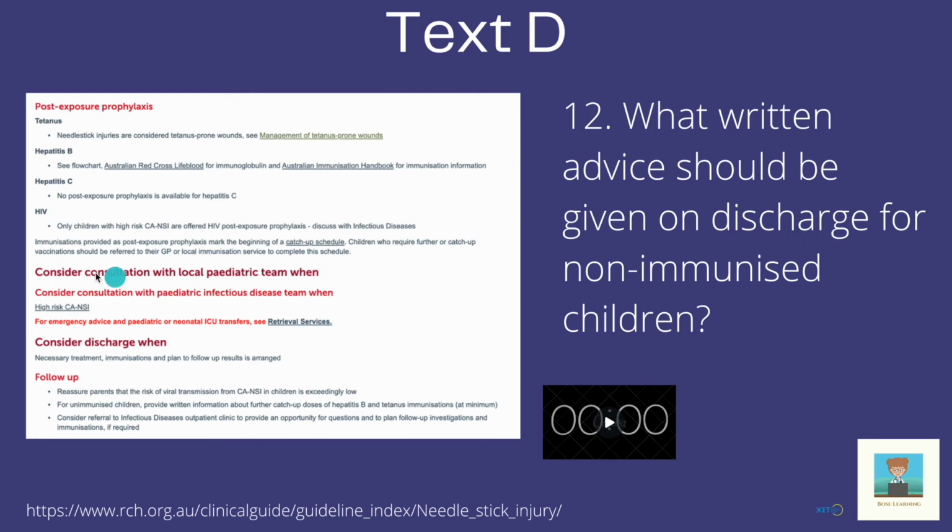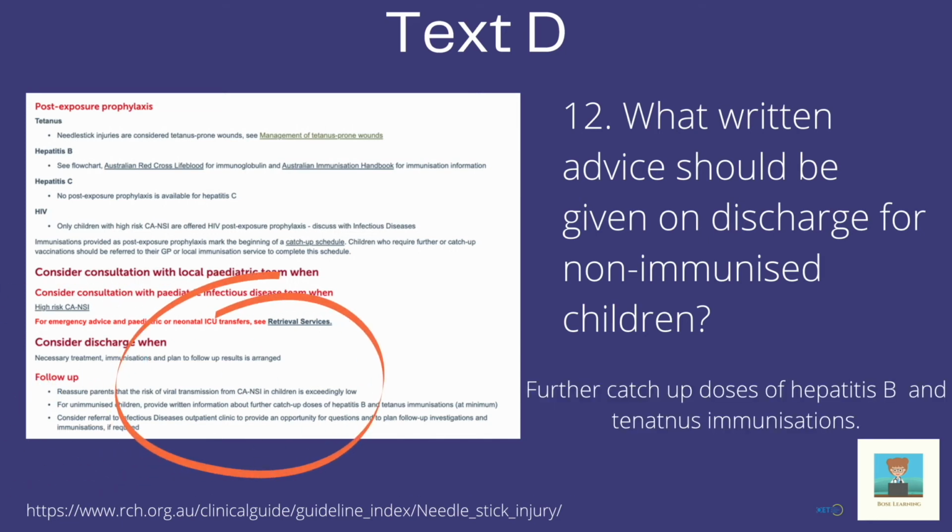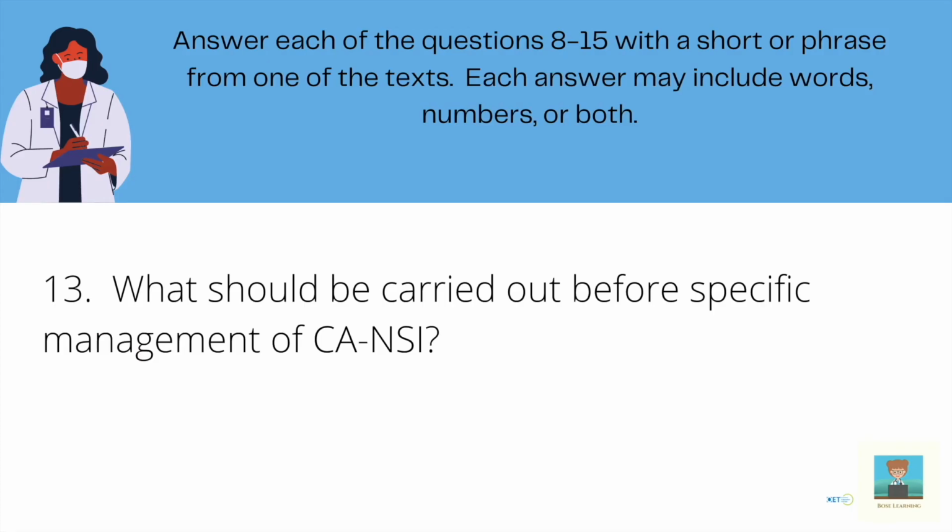Okay, so we're looking for discharge. So I'm looking down here now, the follow-up care. That's where I'm going to focus on, and I'm looking for written advice, reassuring the parents, okay, here we go: for unimmunised, non-immunised children, provide written information about further catch-up doses of hepatitis B and tetanus immunisations at minimum. So that's your answer.